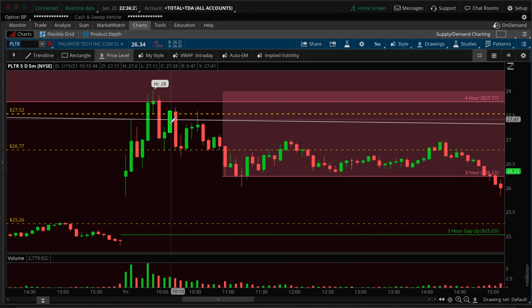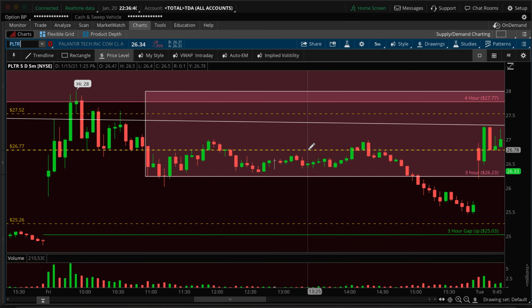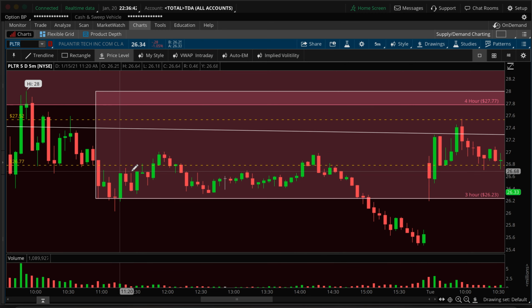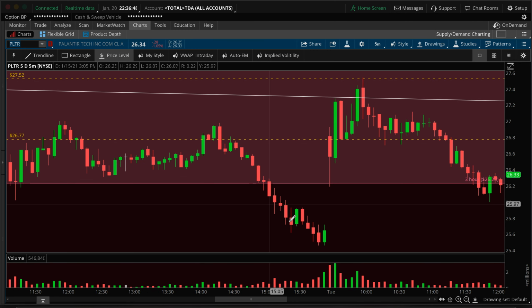You could have had several bounces and just played calls from here to here, puts from here to here, calls from here to here, puts from here to here. So you could have had several opportunities, and throughout the rest of the day it was pretty much chopping around that zone until we sold off at the end of the day on Friday.